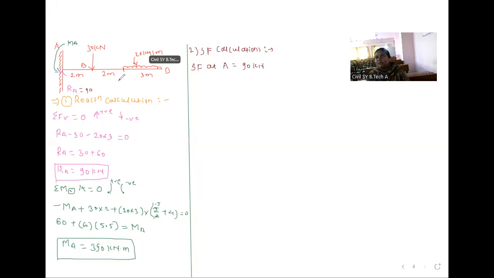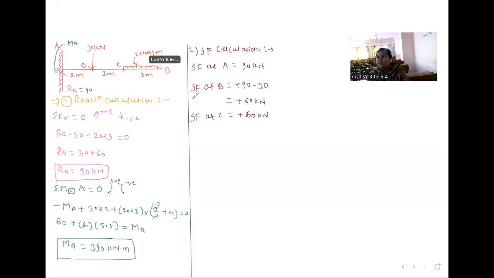After that, we will calculate shear force at B. So shear force at B, which is equal to plus 90 up to this A point. After that, at B point, downward 30 kilonewton force is there. So minus 30, which is equal to plus 90 minus 30, that is plus 60 kilonewton. After that, we will move towards this C point. So you observe here in between B to C, there is no force. So shear force will be constant, which is equal to plus 60 kilonewton.